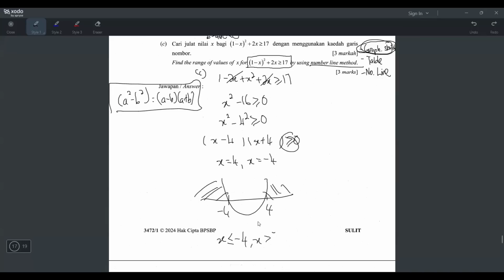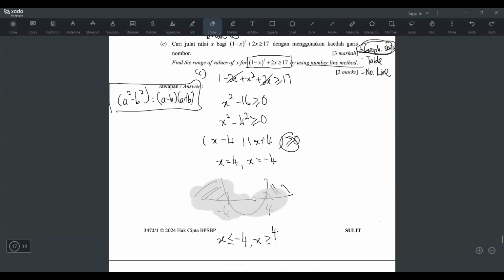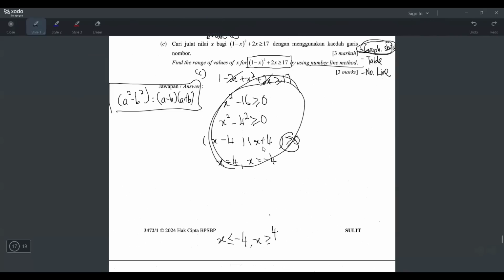But if you use the number line method, then you cannot do it like that. Even if they want you to use the table method or the number line method, you still have to do until here first. Doesn't matter which method you use, you must do until here first. Okay, now I will start explaining the number line method.